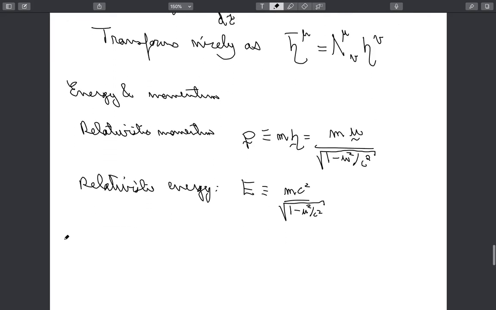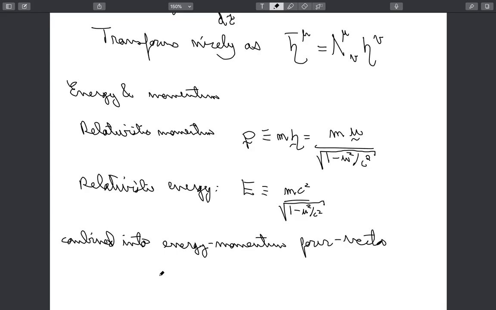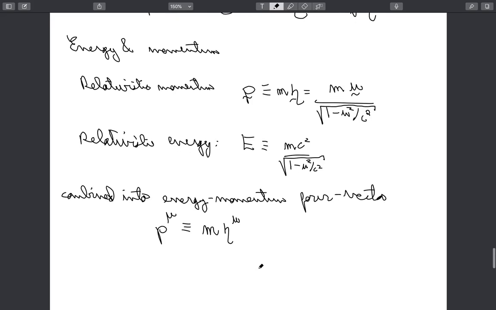Okay, and these are nicely combined into the energy-momentum 4 vector p mu. Notice the change of notation: this was a 3 vector, but now this is a 4 vector. By definition, it's just m with the proper velocity like this. So that's our energy-momentum 4 vector.